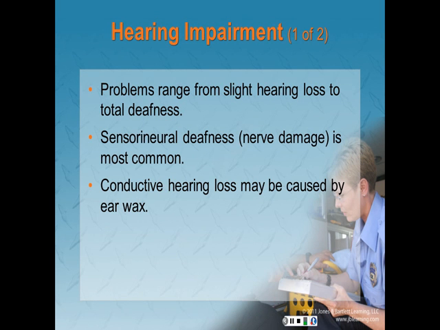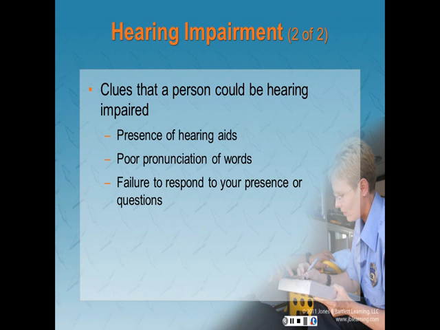Conductive hearing loss is caused by a faulty transmission of sound waves, and this can occur when a person has an accumulation of wax within the ear canal or a perforated eardrum. Some clues that a person could be hearing impaired include the presence of hearing aids, poor communication or poor pronunciation of words, and failure to respond to your presence or questions.